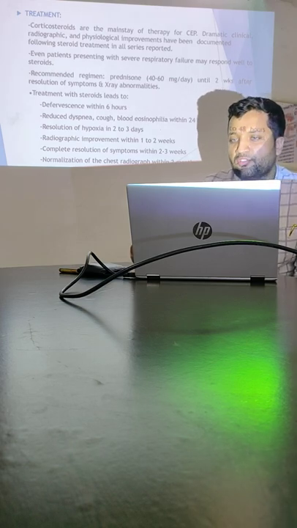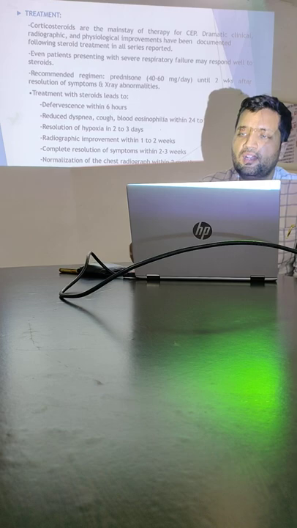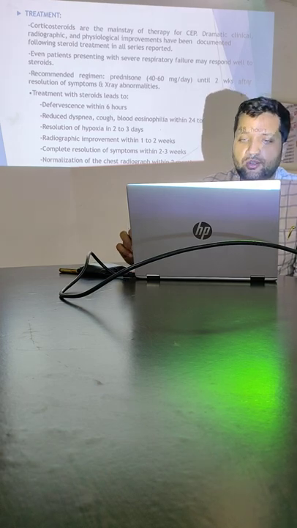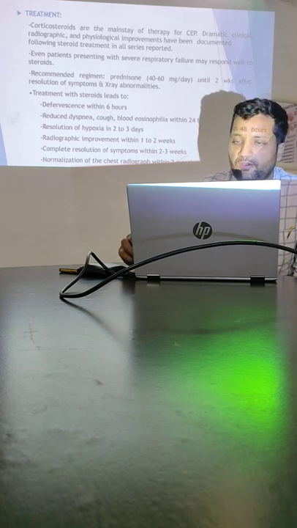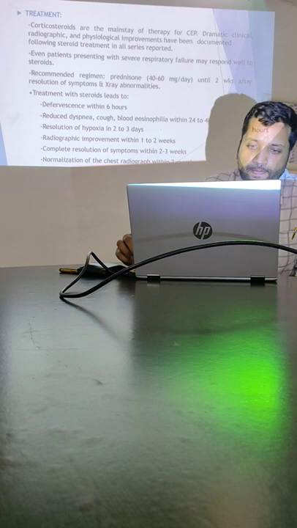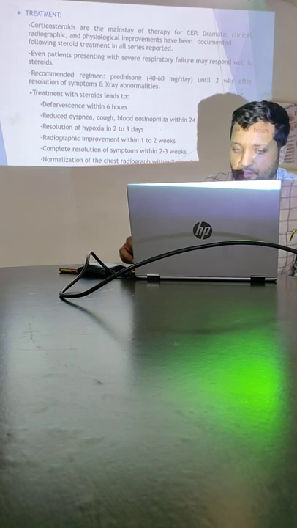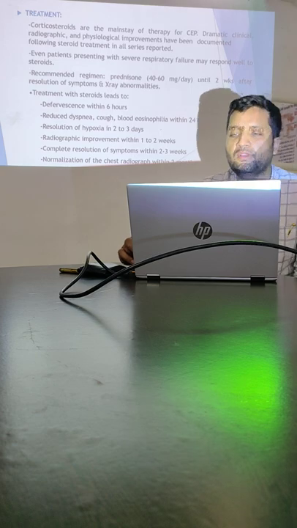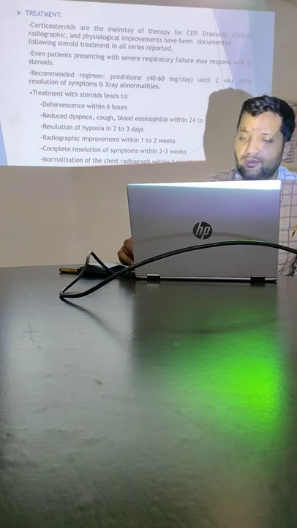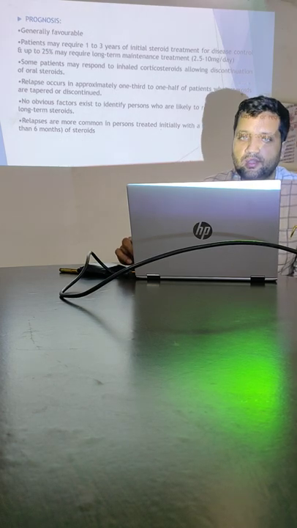Recommended high dose of prednisone is 40 to 60 mg per day until 2 weeks after resolution of symptoms and chest X-ray involvement. Treatment with steroids leads to a decrease in fever within 6 hours, reduced cough and night sweats within 24 to 48 hours, elimination of hypoxia in 1 to 3 days, radiographic improvement within 1 to 2 weeks, complete resolution of symptoms within 2 to 3 weeks, and normalization of the chest X-ray within 2 months.